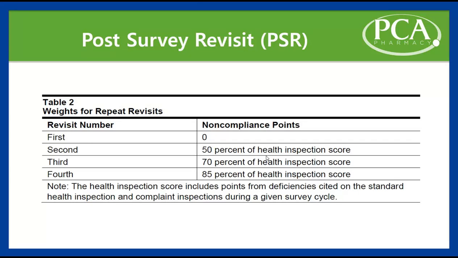Complaint survey deficiencies, if they're within 15 days of an annual survey, they only get counted once. If there's a difference in the severity, the higher scope severity combination is used when determining the number of points for a deficiency. And any complaint deficiencies are added to the health inspection scores before calculating any revisit points.